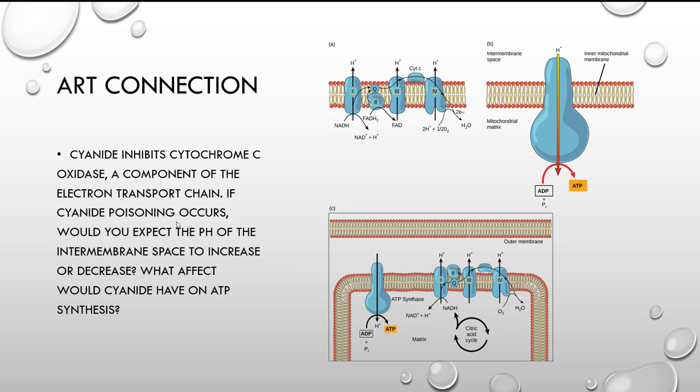So if cyanide poisoning occurs, cyanide inhibits cytochrome C oxidase, a component of the electron transport chain. If cytochrome C is a component of the electron transport chain, and cyanide inhibits it, imagine something's happening here, shuts it down. If this gets shut down, what would happen to the pH of this inner membrane space? Do you think it would increase or decrease?